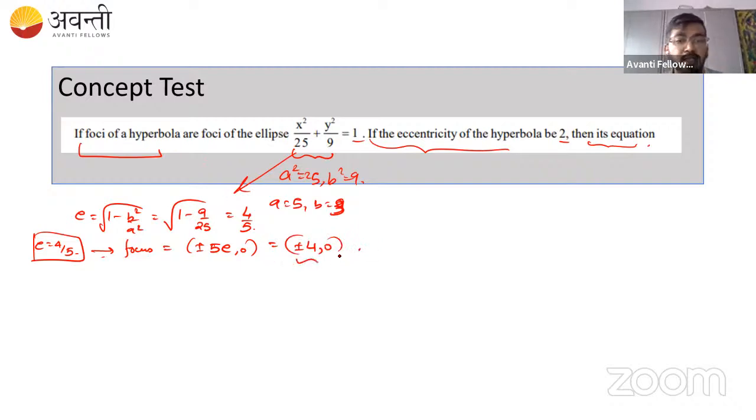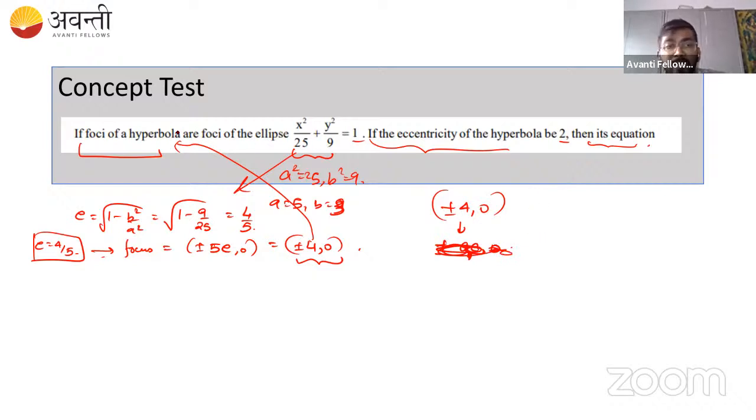So it is saying this is the focus of the hyperbola as well, right? So the focus of the hyperbola is plus minus 4 comma 0. So the focus of the hyperbola is also plus minus a e comma 0. So this a, let's say this is a1.